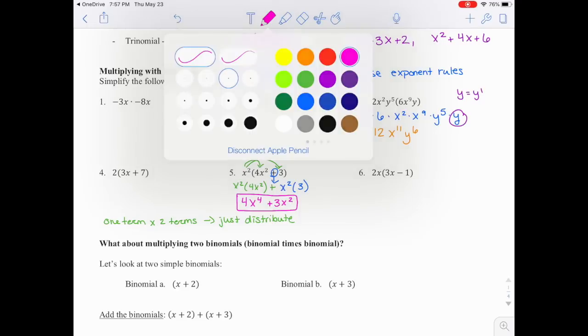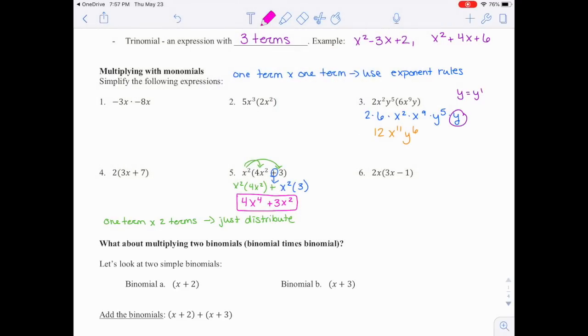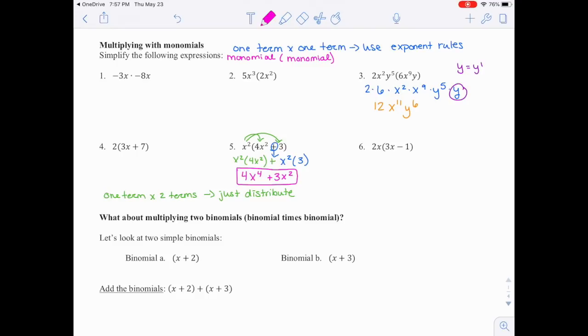We know how to do this. This is not new to us. We've been doing this all year. So you can pause the video now and do 1, 2, 4, and 6, or you can wait till the end of the video and go back and do them later. But it's just practice of distributing one term to a binomial or just a monomial times a monomial. And know your vocab. So monomial times monomial. And down here, it is a monomial times a binomial.